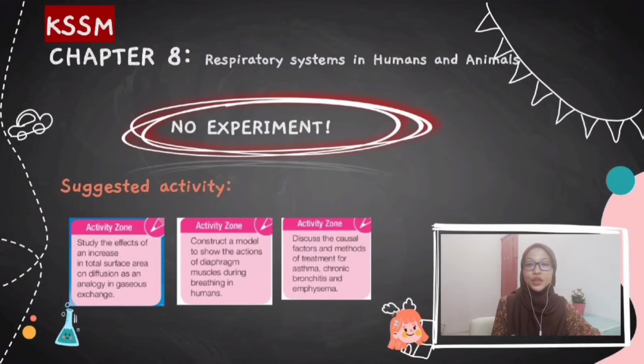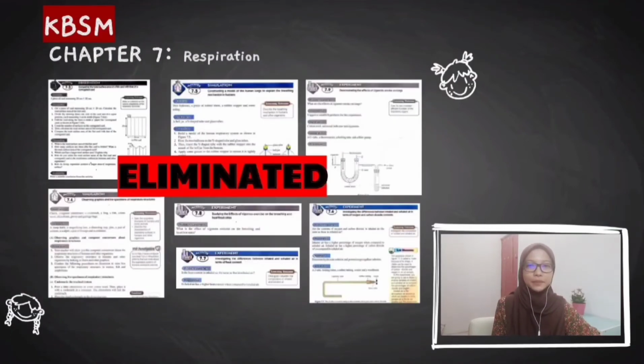In contrast, in KBSM Chapter 7 Respiration, there are about 7 activities suggested which consist of experiment, simulation, and observation activities. However, based on my observation, all of the activities are low-order thinking skill activities. Teachers may use other activities to help the students understand this topic better.